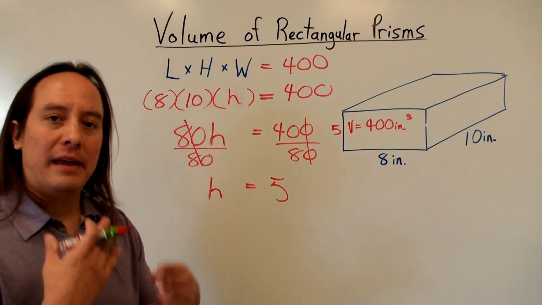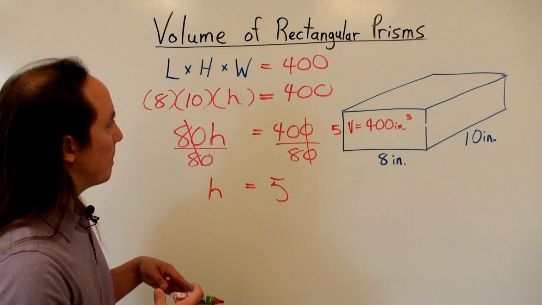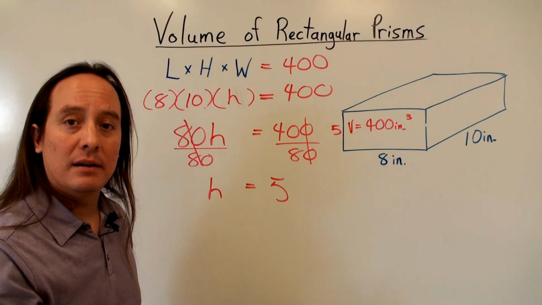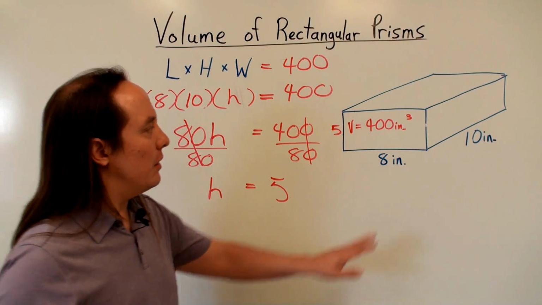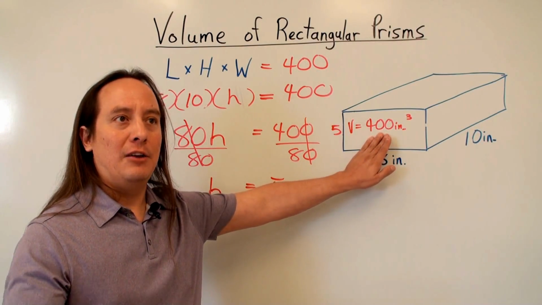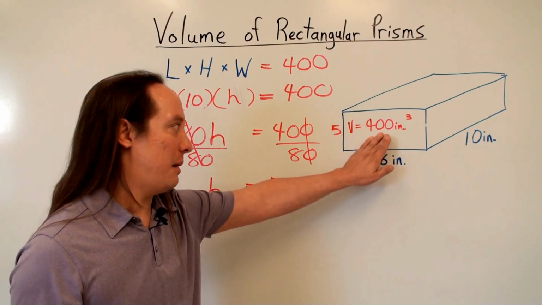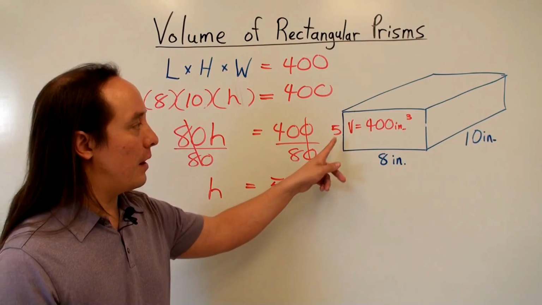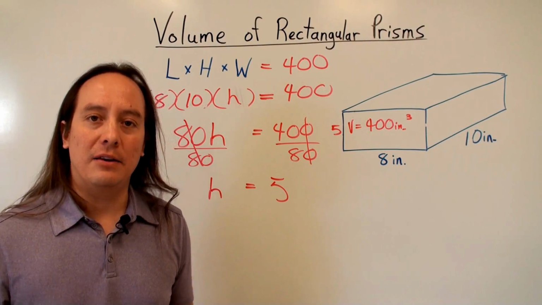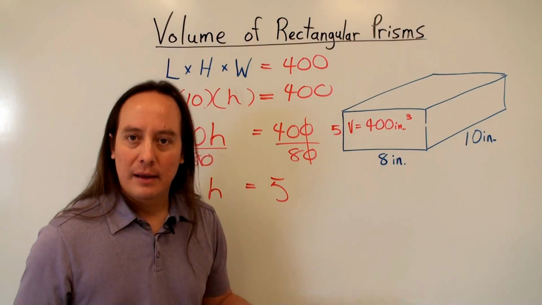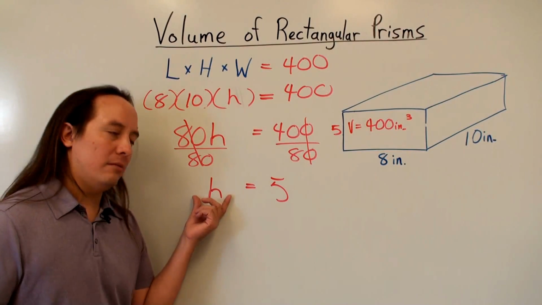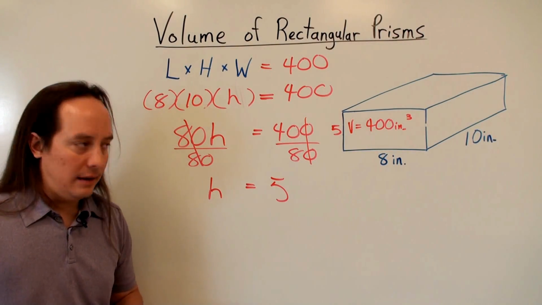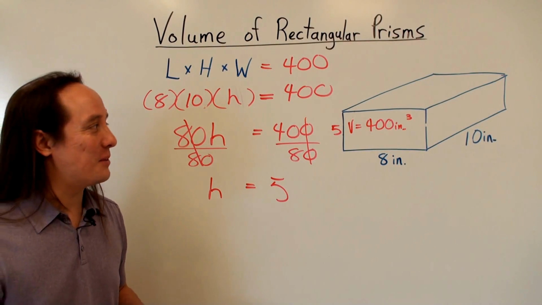But it's kind of nice to see how the algebra works at undoing parts of that. Basically you're reverse engineering the 400 as a volume. How did they get the volume? Well, they multiplied these three things, and if one of those is missing, you can find that just by using algebra, isolating the variable on one side of the equal sign, and practicing your algebra skills, of course.